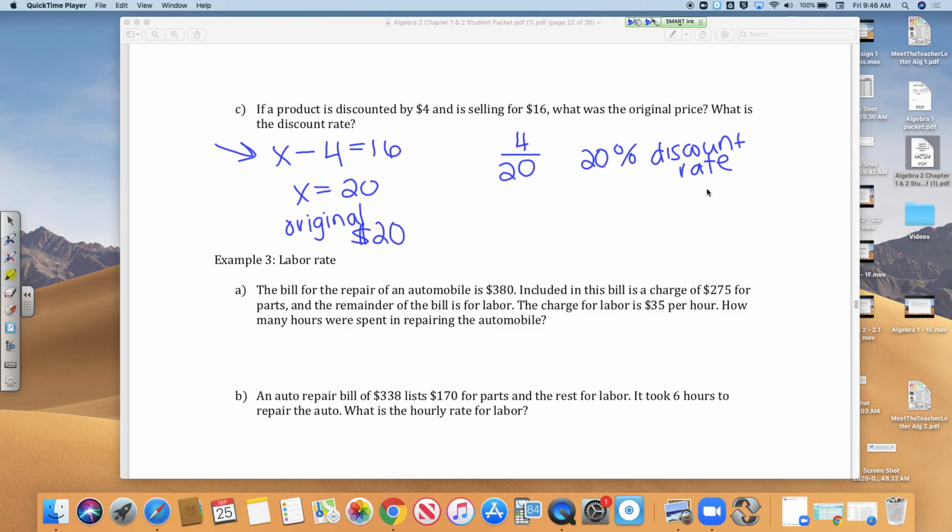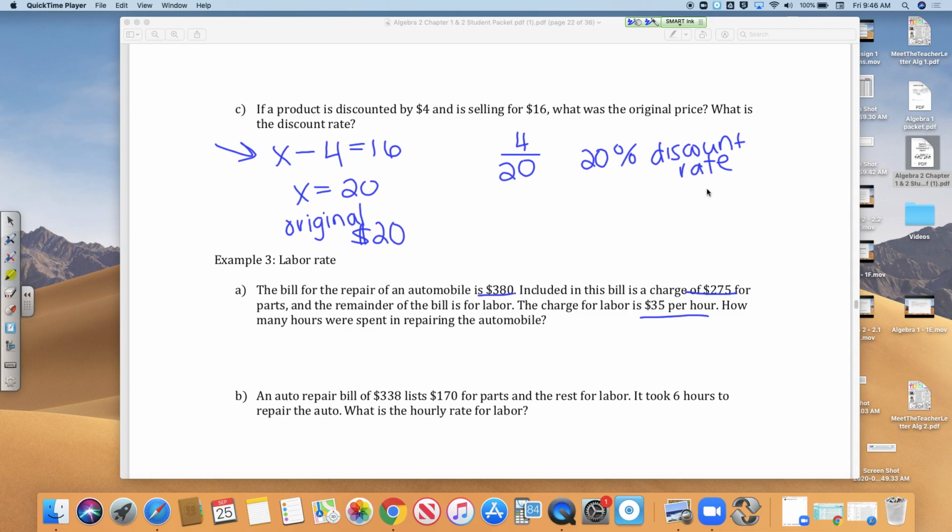We're looking at labor rate. The bill for the repair of an automobile is $380. Included in this bill is a charge of $275 for parts and the remainder of the bill for labor. The charge for labor is $35 per hour. How many hours were spent in repairing the automobile?